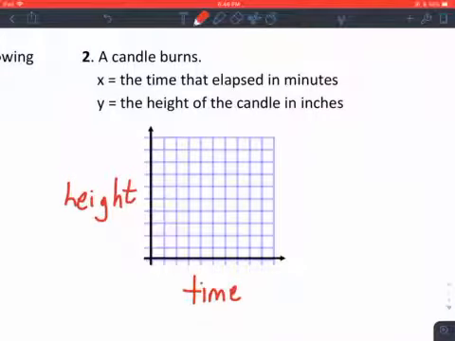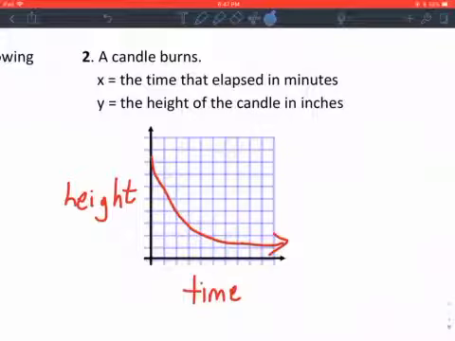Okay, so as a candle burns, the height goes down, but when it starts to get to the bottom, it slows down the burning. So its height isn't gonna go down as fast as it was in the beginning. So this would be a graphical representation for number 2.